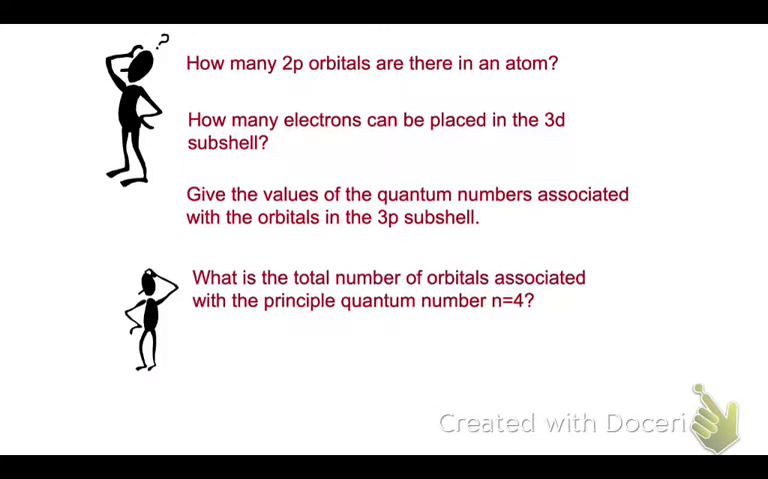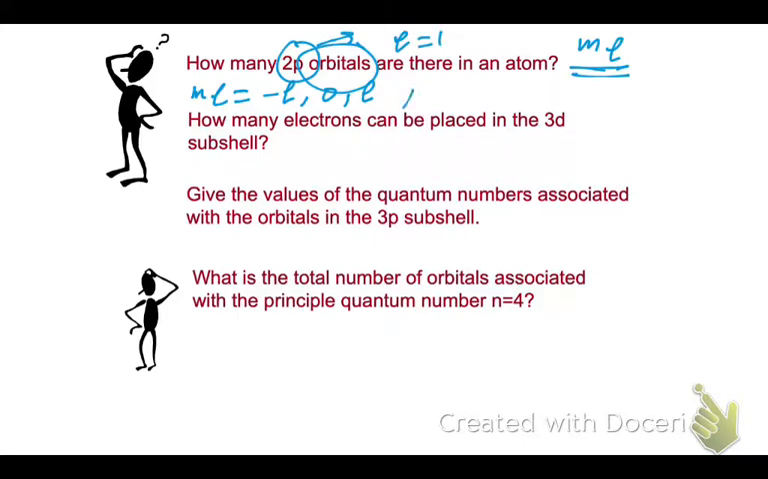Now let's solve the following. How many 2p orbitals are there in an atom? The number of orbitals depends on the ml value. What is the ml value for 2p? Well, ml depends on L. It goes from negative L passing 0 all the way to L. For p, what is L? Remember, for p, L equals 1. So ml values will be negative 1, 0, and 1. 3 values means I have 3 orbitals: the px, the py, and the pz.